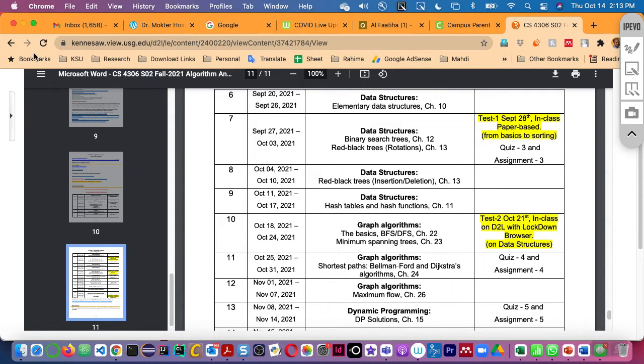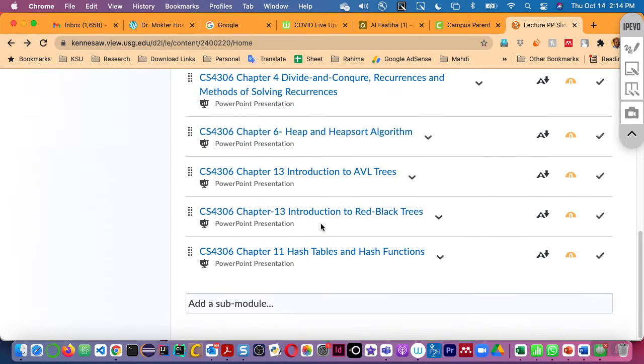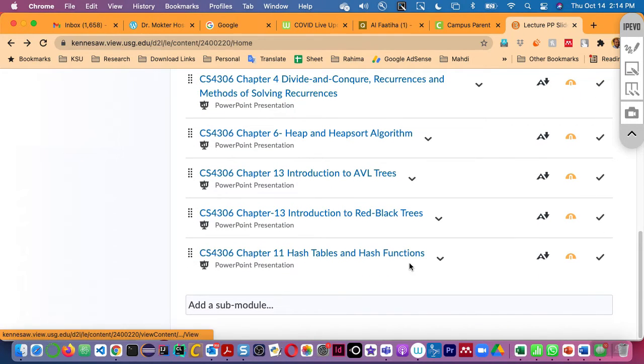And let us see. The part one slide, I added one slide. This is called hash table and hash function.